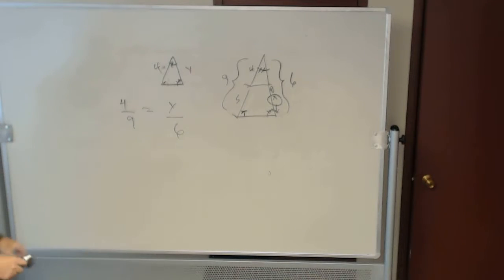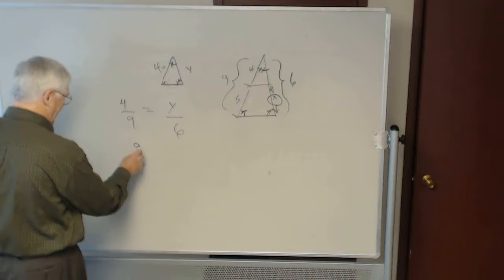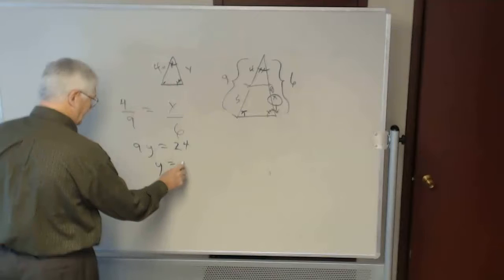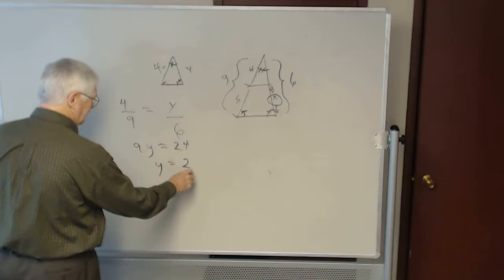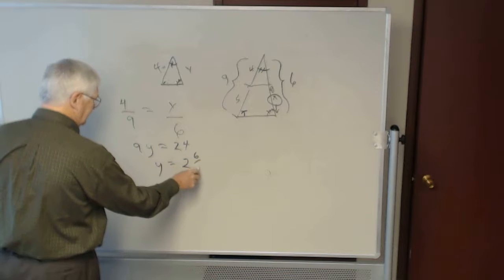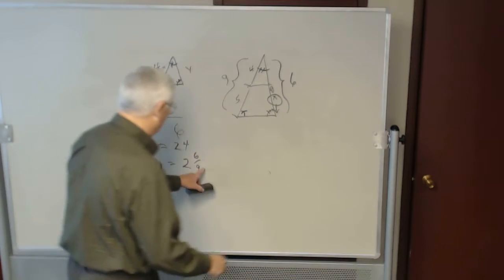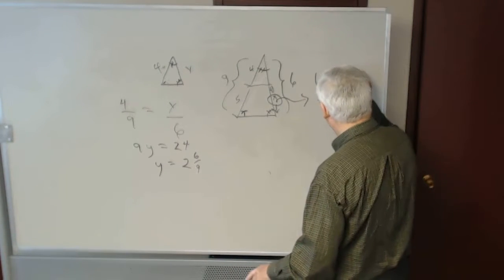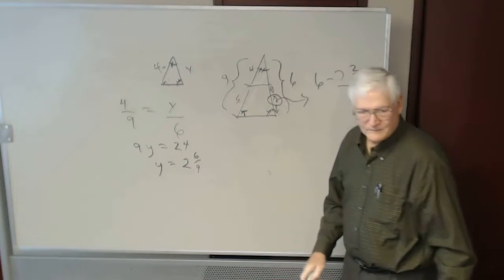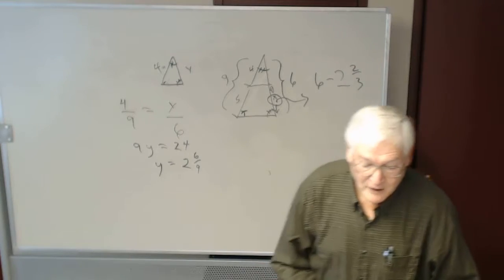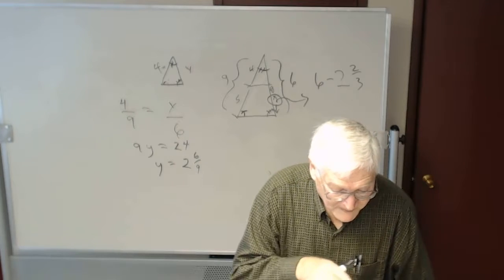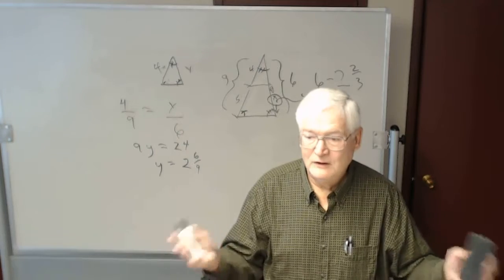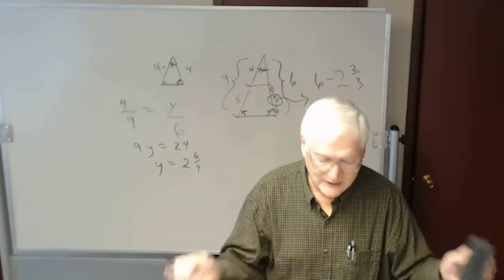Everybody see what's going on? So what do we have? 9y equals 24. y equals 2 and 6 9ths, or 2 and what? 2/3. So this little section right here is 6 minus 2 and 2/3. See what's going on? You just fill in the numbers they give you and then use your proportion stuff to find an unknown. And if that's not what they want you to find, then go back and do the addition or subtraction to find it.